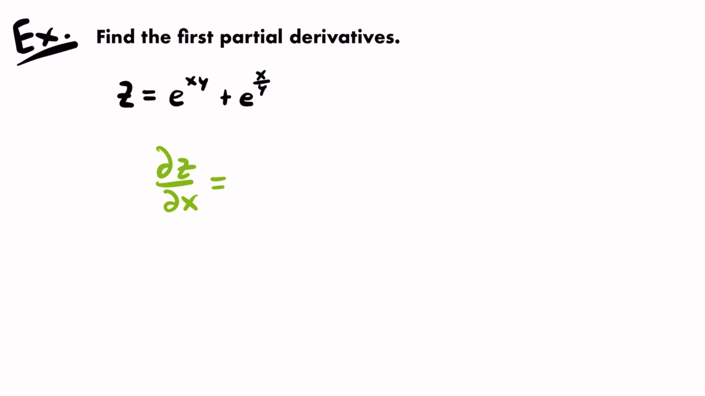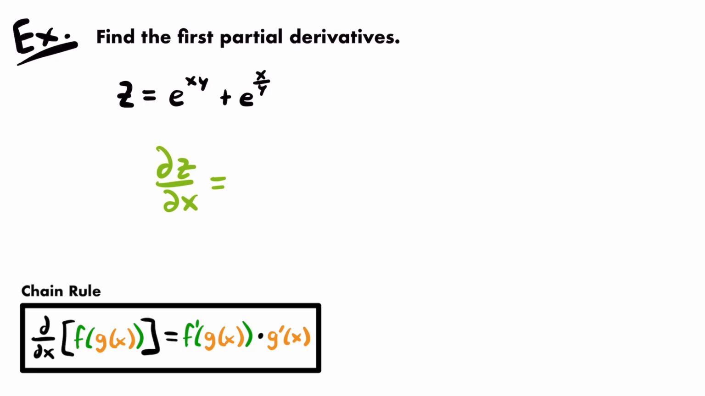Well, starting with the first term here, we have e to the power of xy. Since we're taking a partial derivative with respect to x, we're going to treat that y as a constant, so think of it as just a 2 or something. So you'd have 2x as the power of e, and remember that if you're going to take the derivative of a function like that, where you have e raised to some function in terms of x, you will need to use the chain rule.